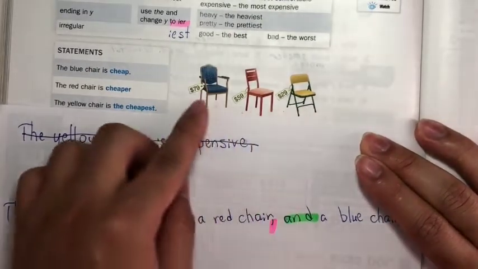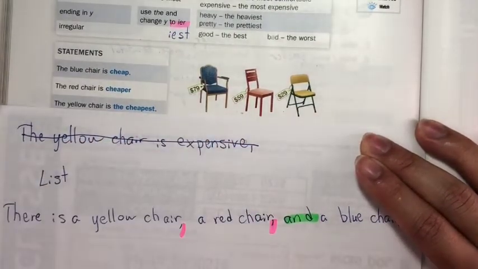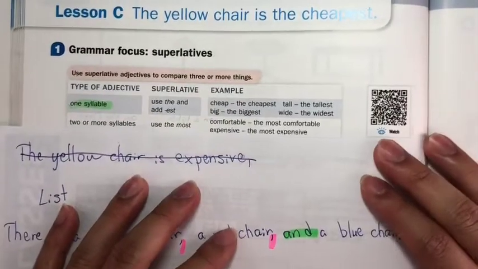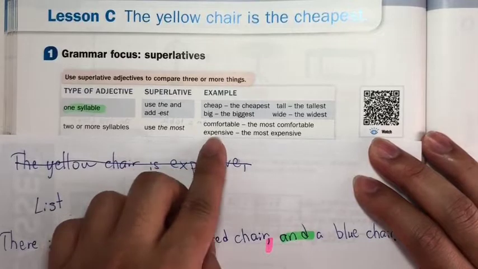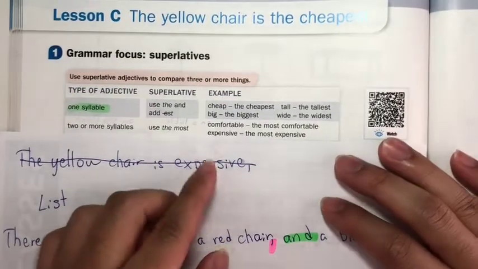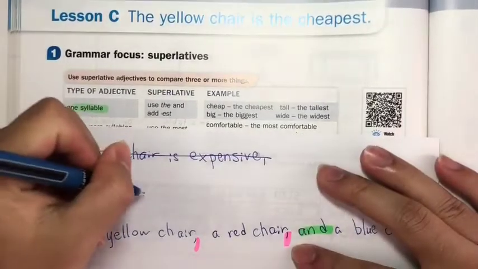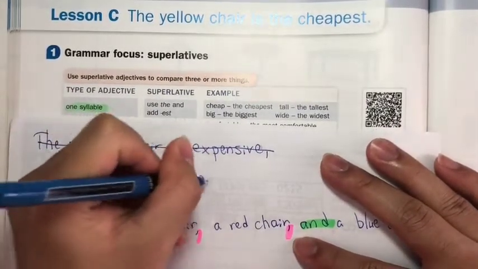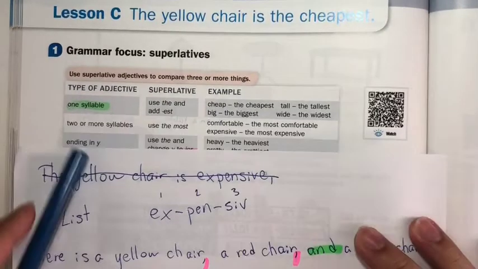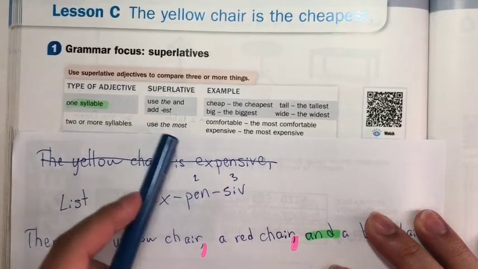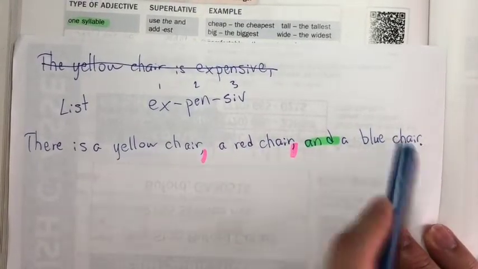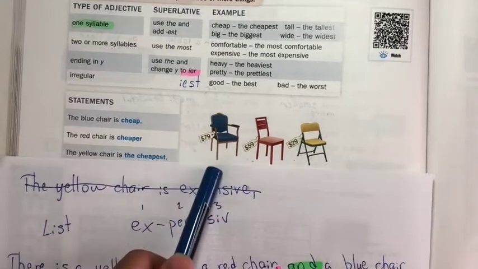So, these chairs are expensive. They cost a lot of money. When we're talking about 3 or more things, how do we say expensive? Expensive has 3 syllables: ex, pen, sive. 1, 2, 3. Because expensive has 3 syllables, we say the most. So we say the most expensive. Which chair is the most expensive? Is it the yellow chair, the red chair, or the blue chair? The blue chair is the most expensive.